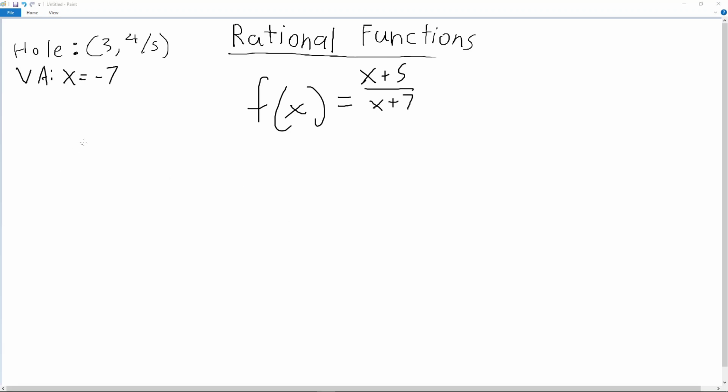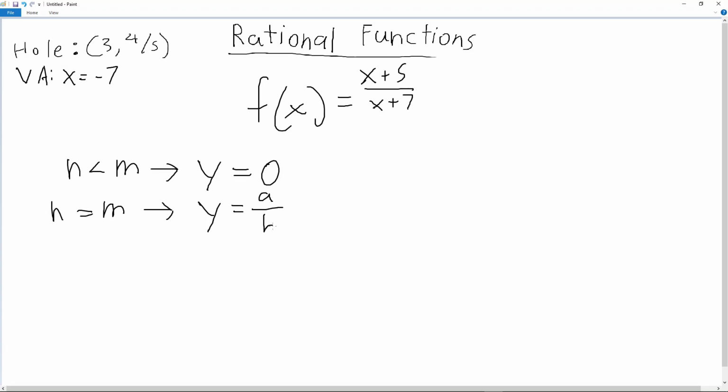Now we have to find the horizontal asymptotes. Knowing from before, if n is less than m, you will have a horizontal asymptote at y equals 0. If n equals m, you will have a horizontal asymptote by dividing the leading coefficients. And then if n is greater than m, you won't have a horizontal asymptote, and instead you'll have an oblique asymptote by dividing the polynomials.